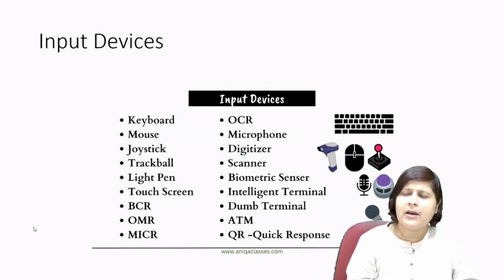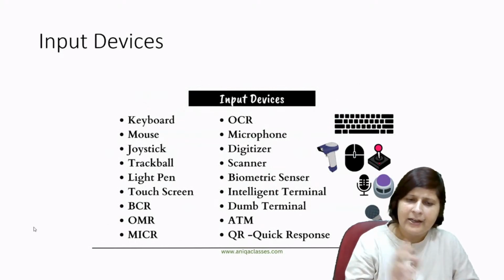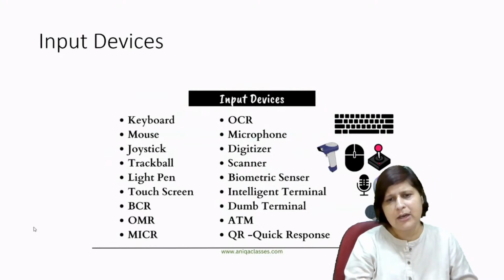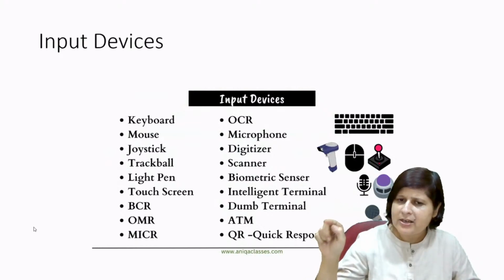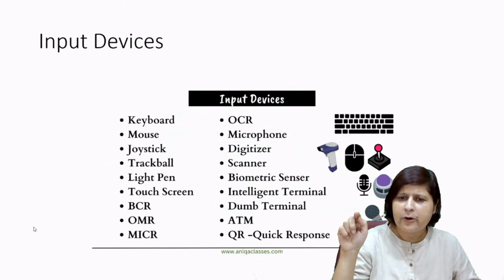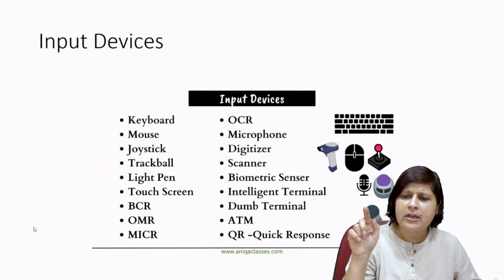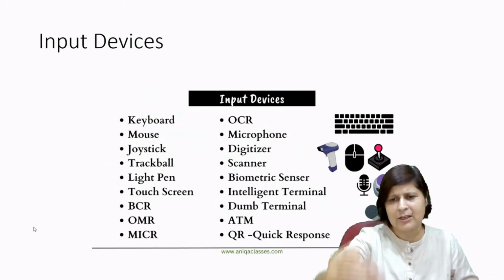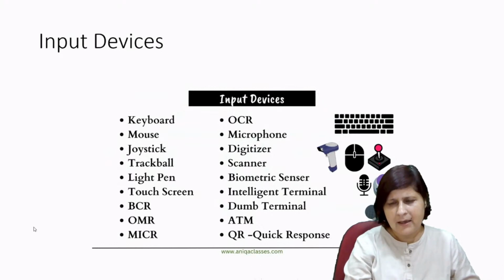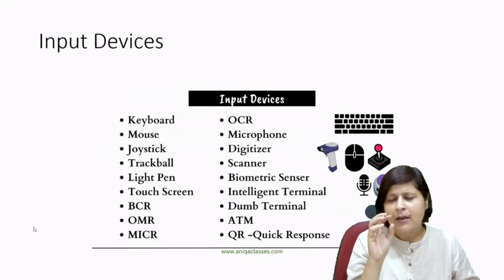What is OMR? OMR is optical mark reader. BCR is barcode reader, which is an input device. In a barcode reader, there are various bars. You might have seen the bars on products in a superstore, and when they put those bars in front of the scanner, it reads the details of that product, and that is displayed on your screen. Yeah, that is BCR.